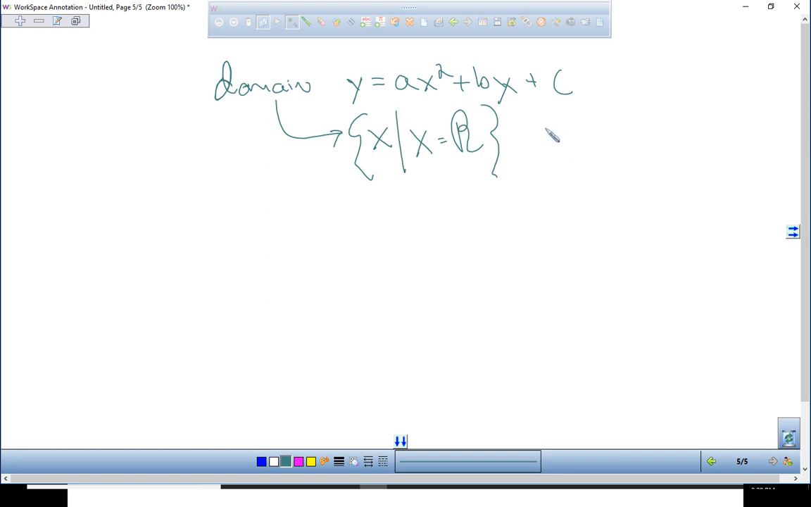How about y? How about the range? It's going to be the y value. It depends, right? So if I have a quadratic function like y equals x squared, what's the range of this? What's the range of that quadratic function?